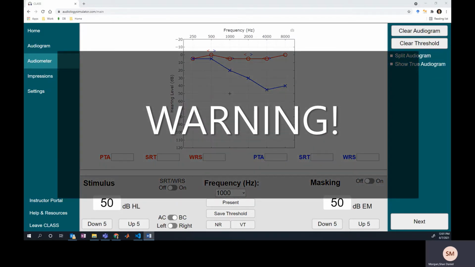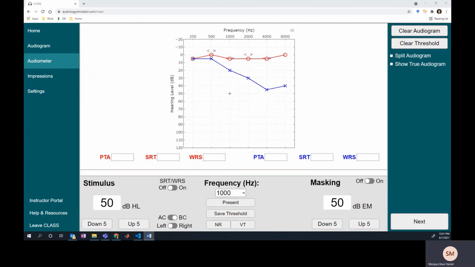I should note at this point, there are a lot of feelings about bone conduction masking and when you should or shouldn't do it, so be sure to check with your supervisor or instructor for more details. These videos are intended only as a supplement. So how do we know if we need to mask? It's a little bit tricky with bone conduction.